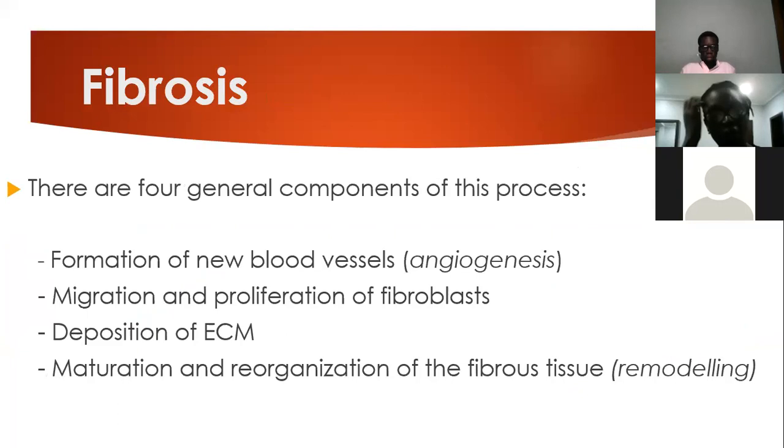Okay, so there are four main components of this repair process. Firstly, there's formation of new blood vessels. Then you have fibroblasts migrating to the site of repair. When they get there, they will proliferate and then they will deposit extracellular matrix. And then the extracellular matrix will mature and then there'll be reorganization of the fibrous tissue.